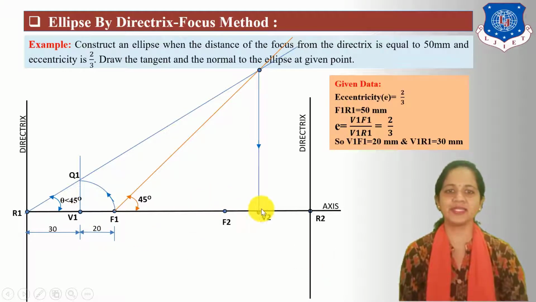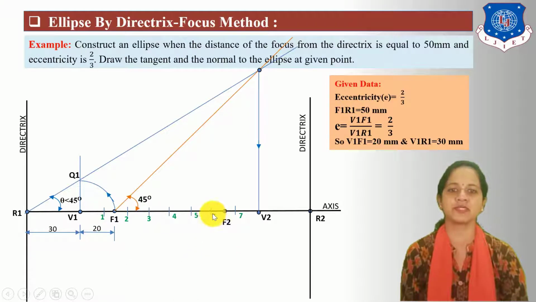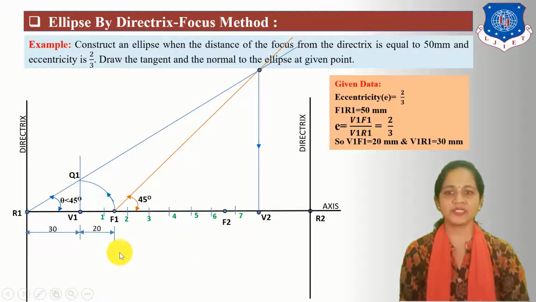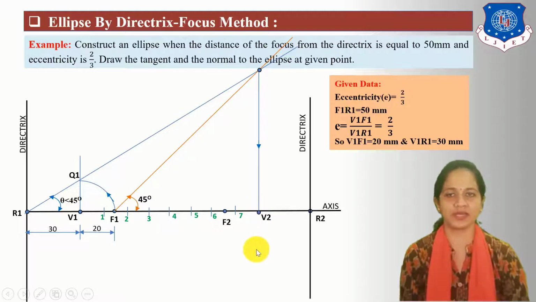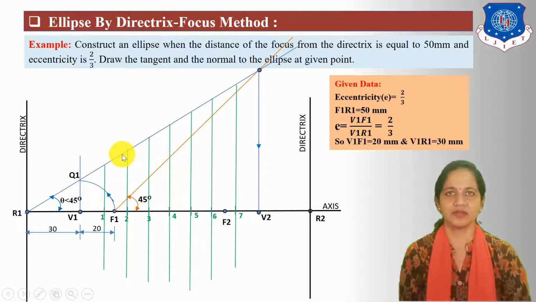Next, divide this V1 V2 line into 8 equal parts and mark the division points as 1, 2, 3, 4, 5, 6, 7. Next, draw vertical lines passing through all division points of the V1 V2 line. Next, mark points on this theta degree angle line as A, B, C, D, E, F, G.